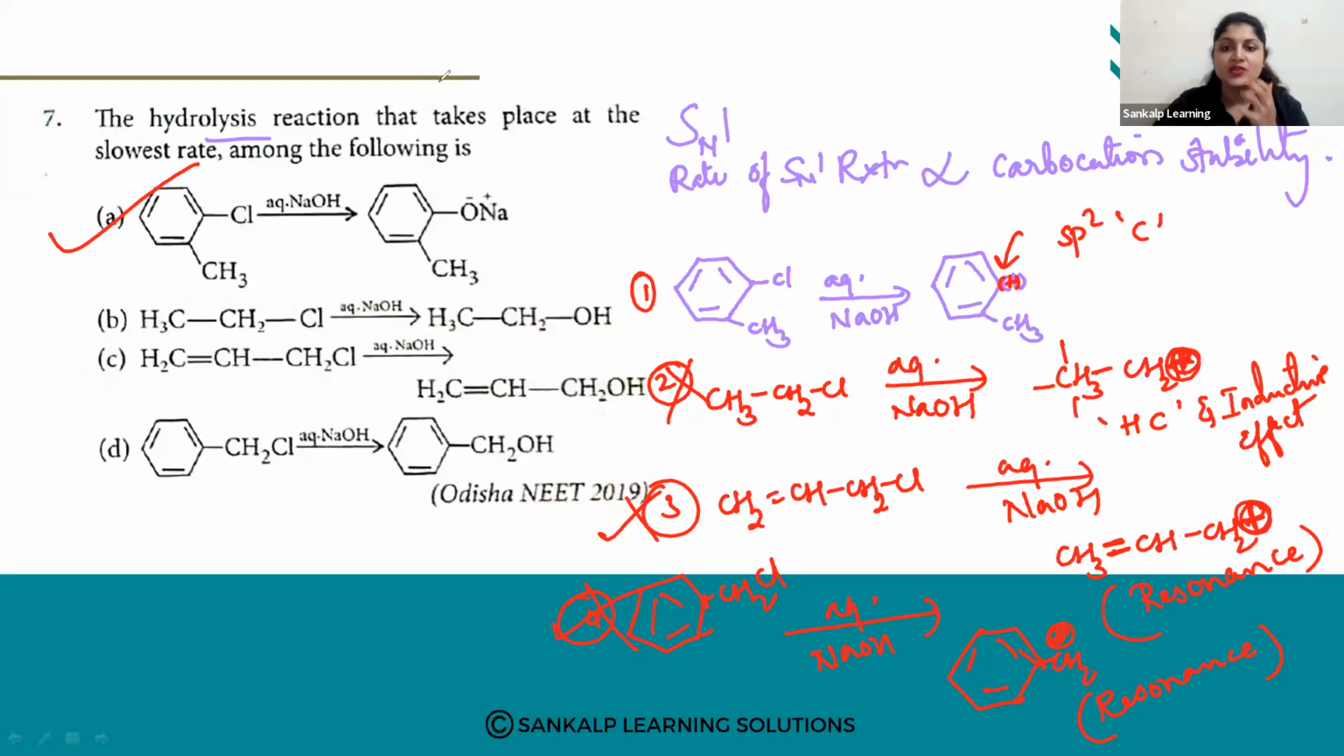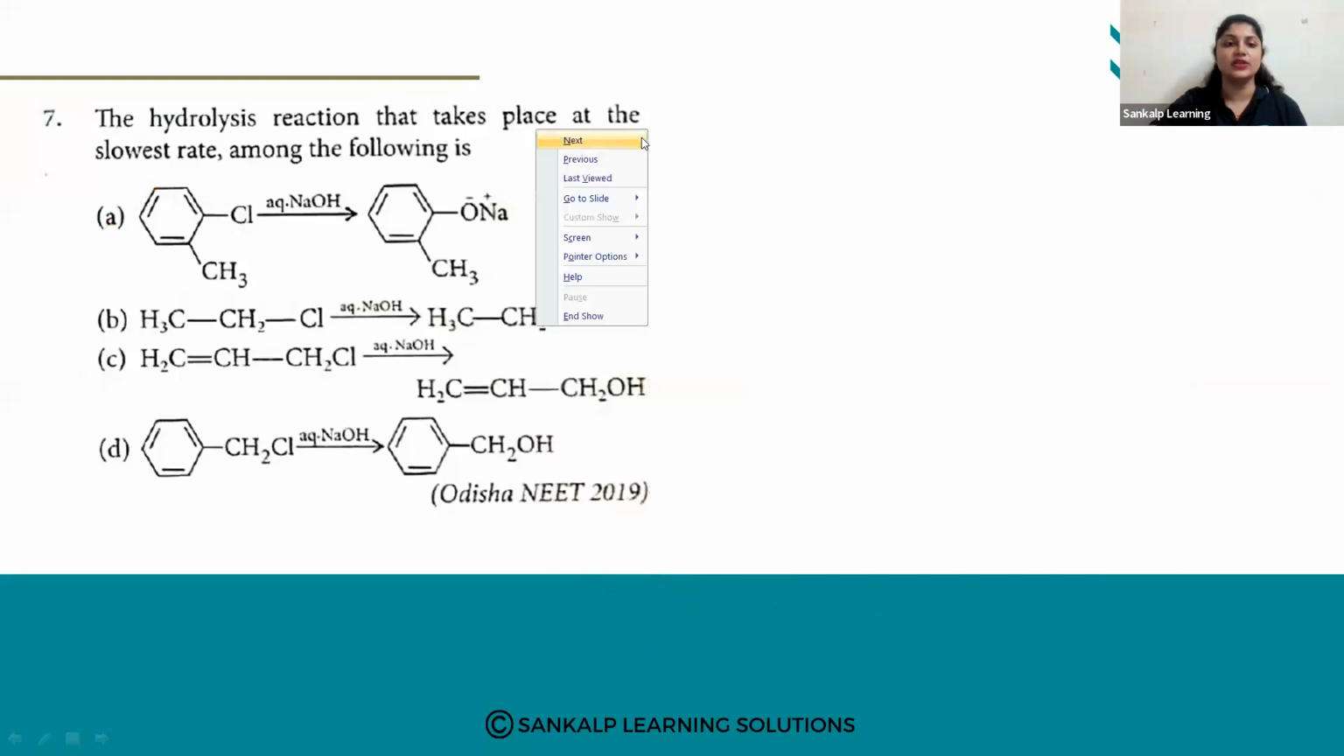Okay, understood. In the other cases, you can see that the positive charge is stabilized by resonance, inductive effect or hyperconjugation in each case. Because the carbocation is stabilized, the reaction will go at a faster rate as compared to A. So A is the correct answer. We'll go for the next one.